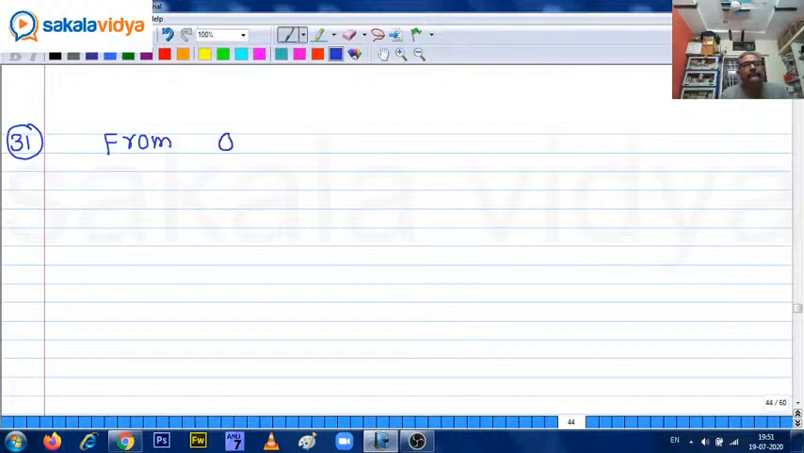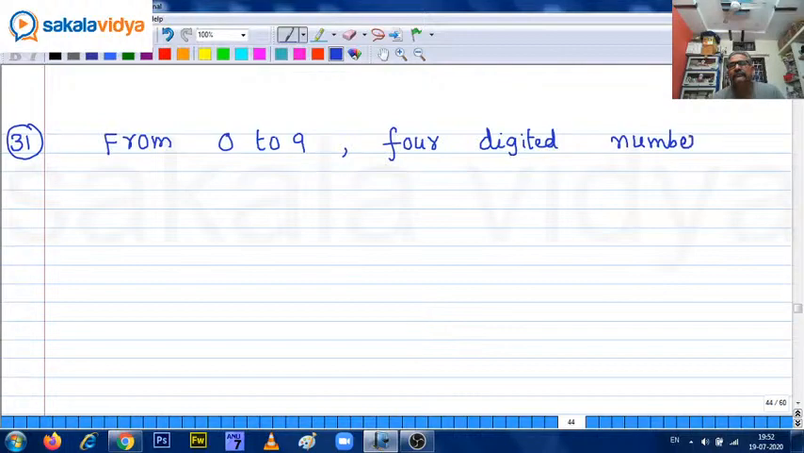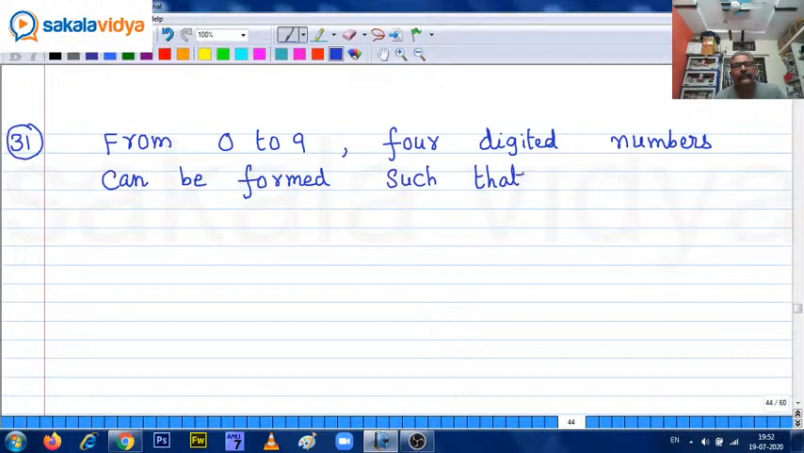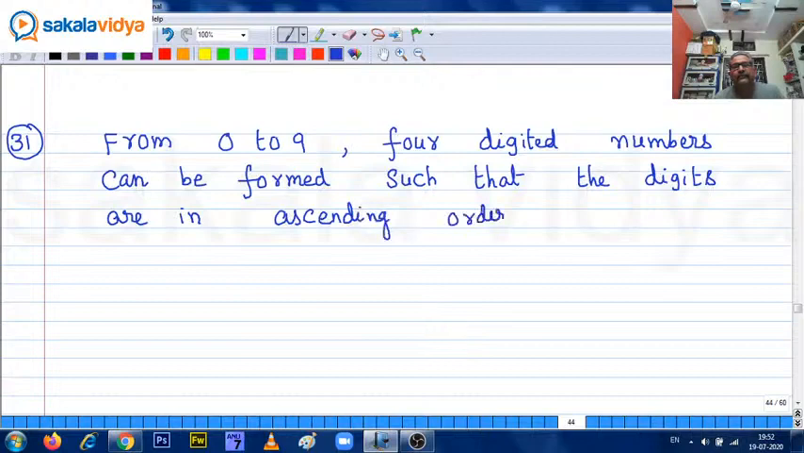From 0 to 9, 4-digit numbers can be formed such that the digits are in ascending order, or either ascending order or descending order.